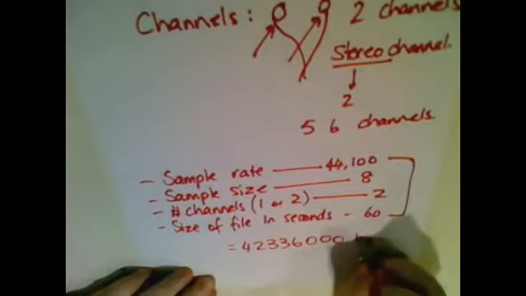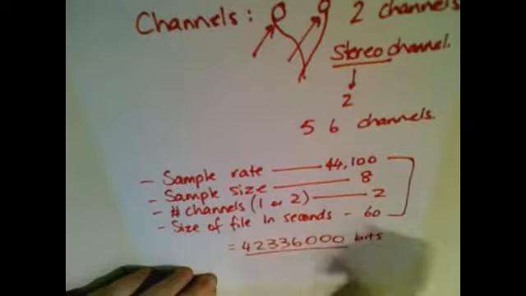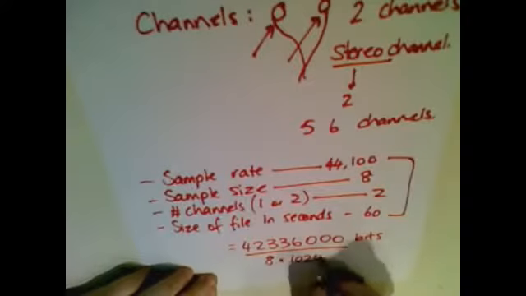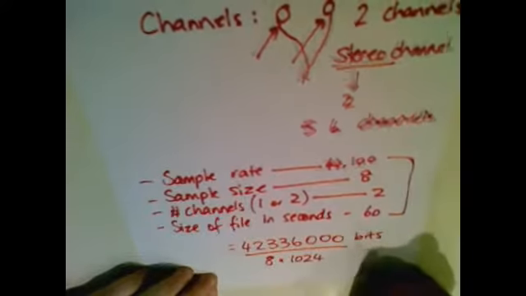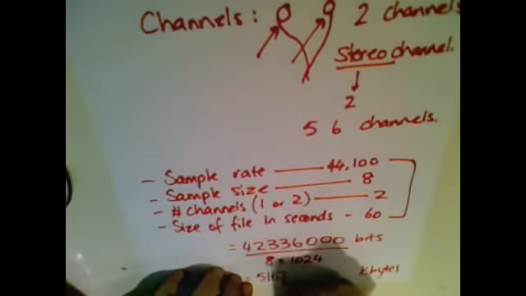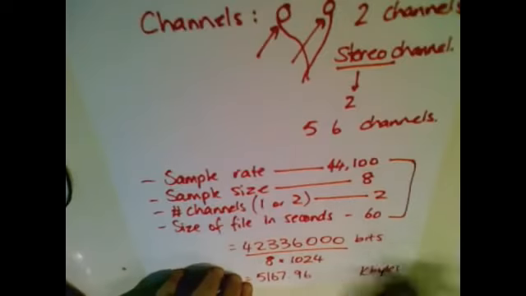So this is in bits. Again, in order to get it to kilobytes, we divide it by 8 and divide it by 1024. And the answer to that is divided by that strange big number that we had before, 8192, because 8192 is 8 times 1024, and equals, so this file size is 5167.96 and some small change left over.